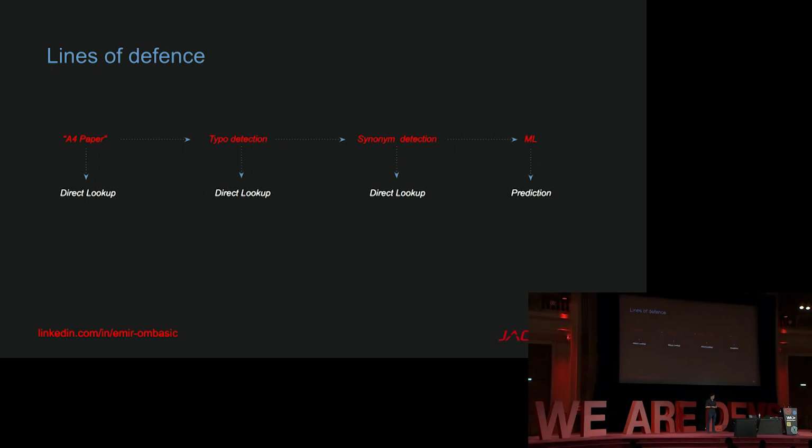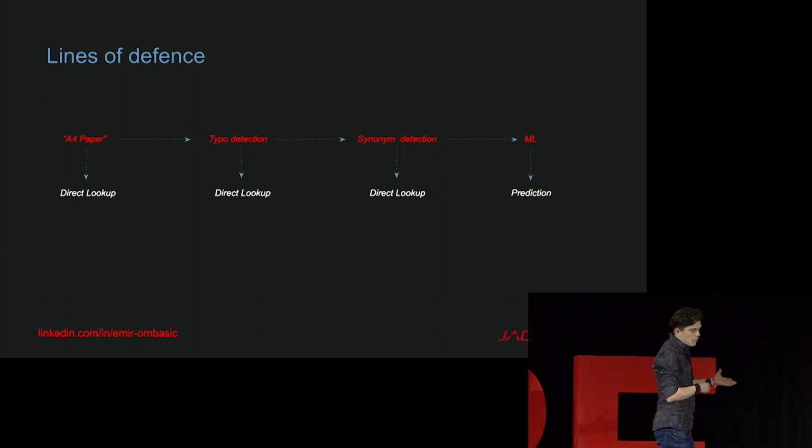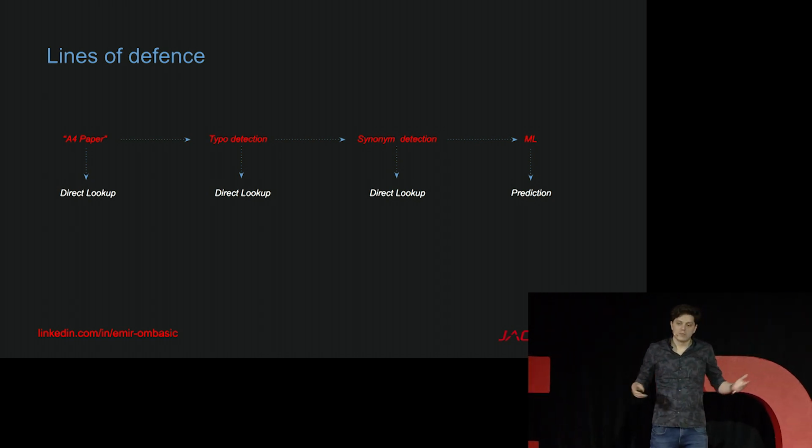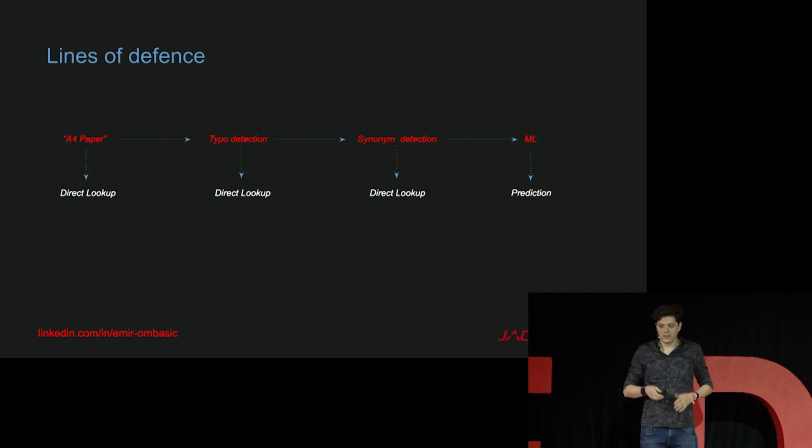Same thing for the synonyms. As I mentioned, these 12,000 synonyms that I extracted, if we figure out that the entered word is a synonym of another one, and if there's a direct lookup, then we return it. So yeah, we just use machine learning at the end, where it comes to really complex cases.